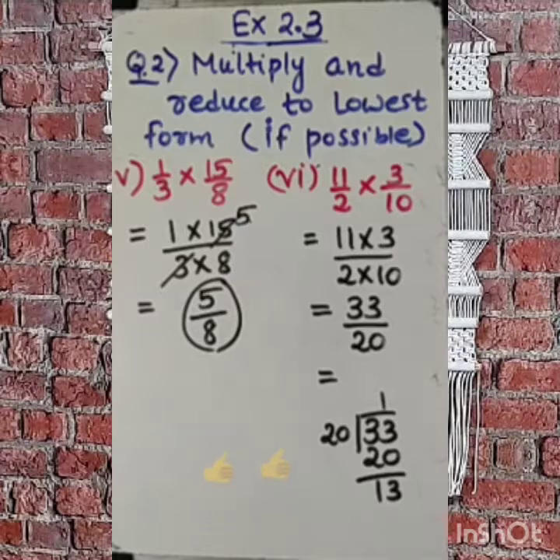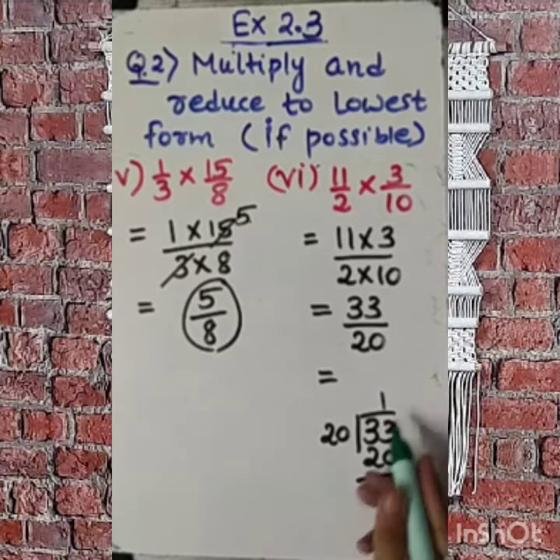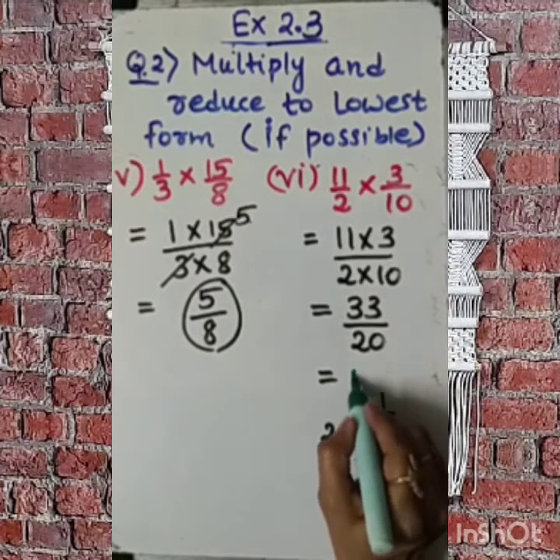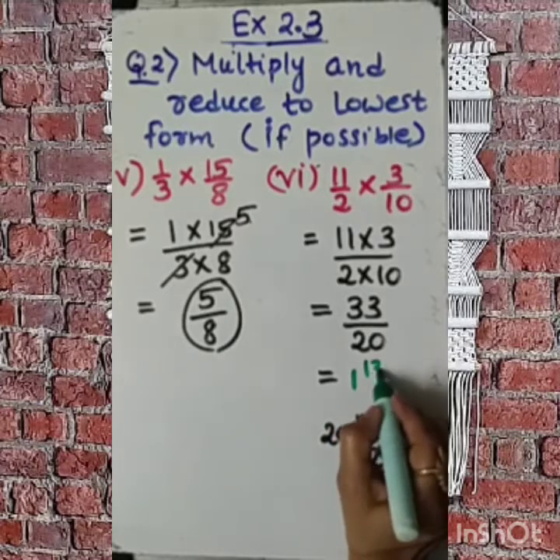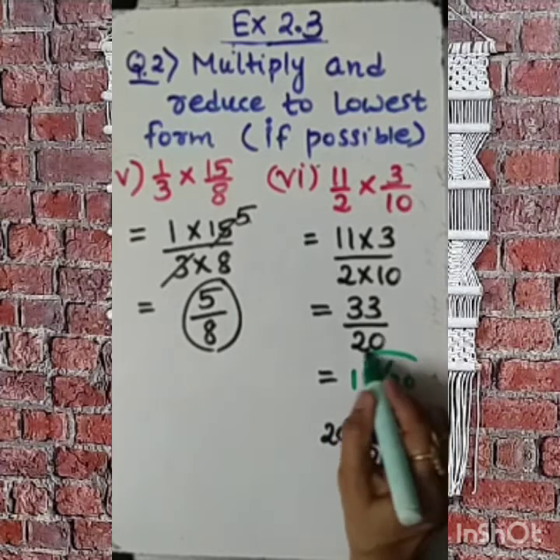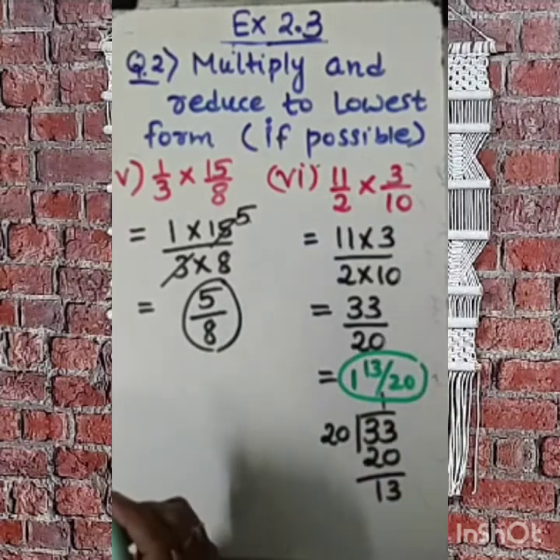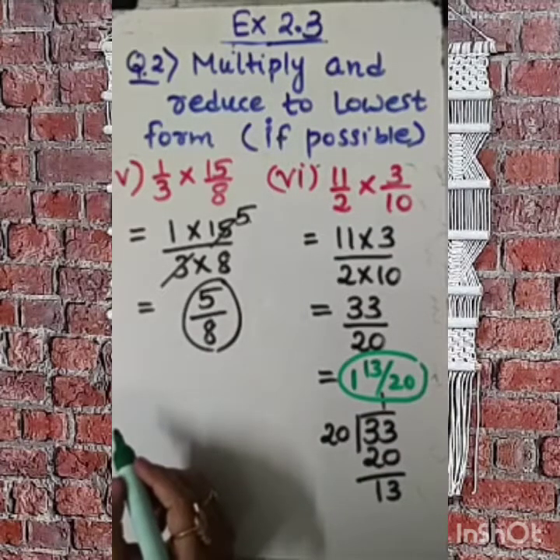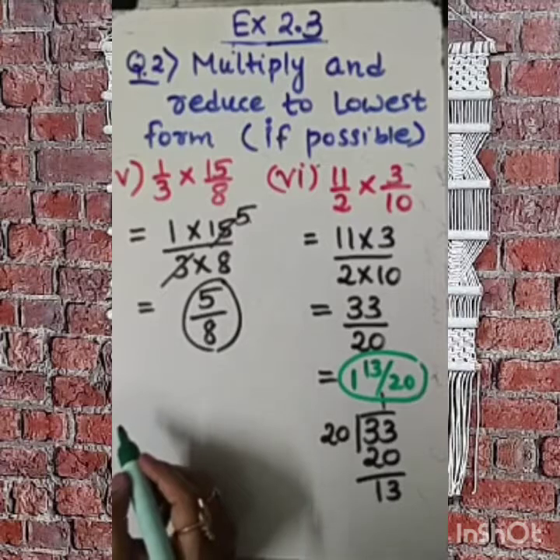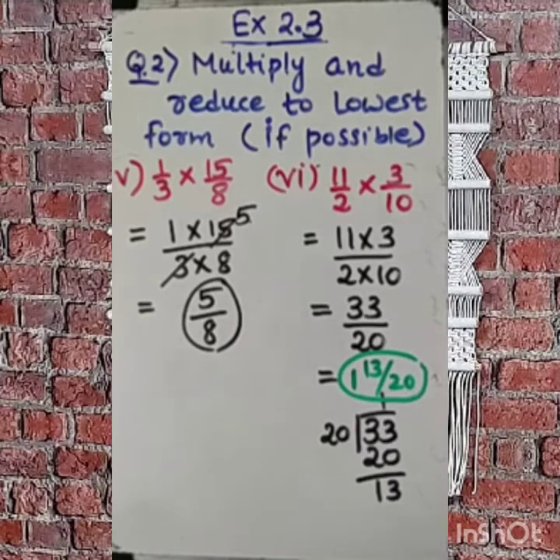So the answer is 1 13 by 20. 1 integer 13 by 20. This is the solution of the sixth. Now we can proceed for the seventh also in the same way. Let's see how to do the seventh.